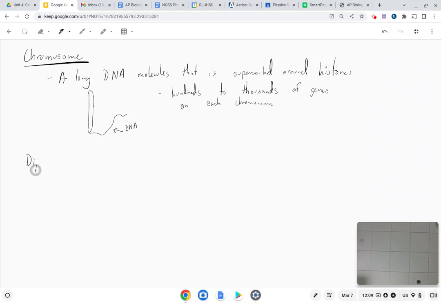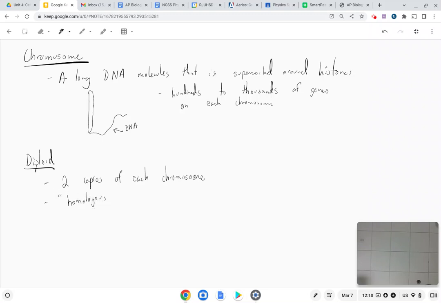Okay. So what does it mean to be diploid? Di means two, ploidy refers to the number of chromosomes. So the definition of diploid is that you have two copies of each. Two copies of each chromosome, and that means that you have homologous chromosomes.